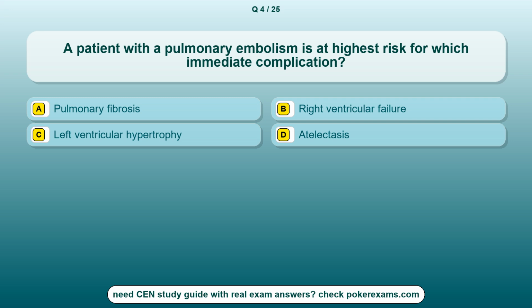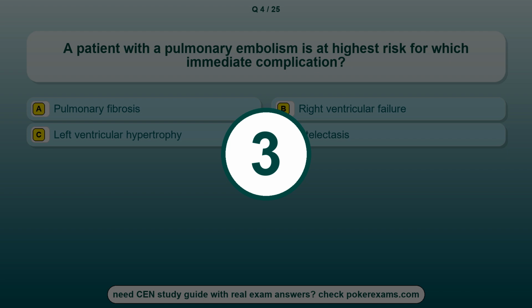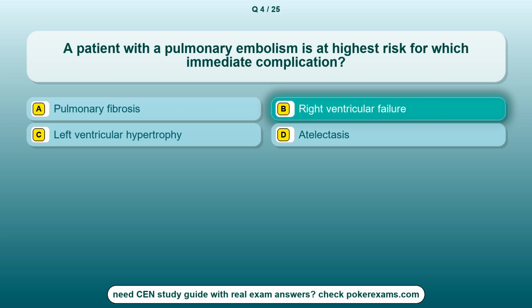Question 4. A patient with a pulmonary embolism is at highest risk for which immediate complication? Option A, pulmonary fibrosis. Option B, right ventricular failure. Option C, left ventricular hypertrophy. Option D, atelectasis. The correct answer is option B, right ventricular failure.